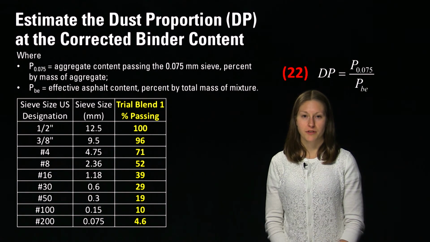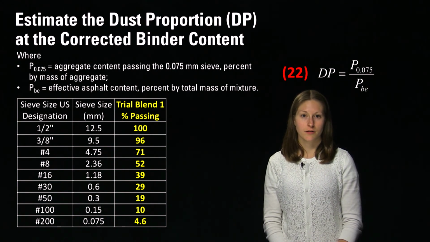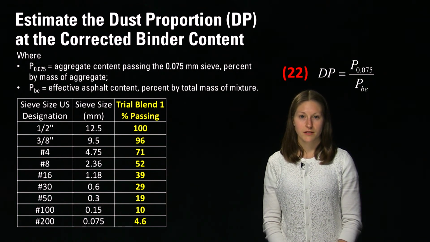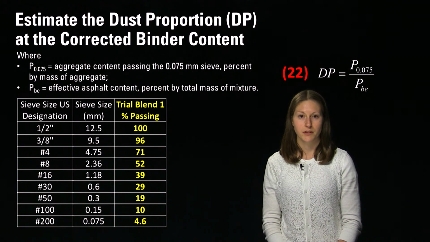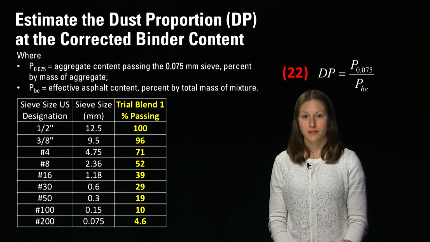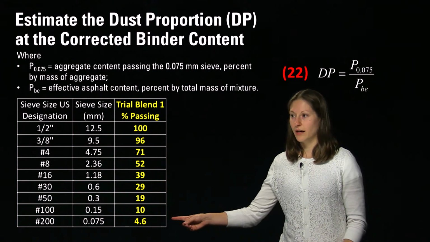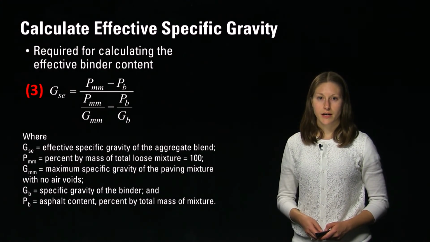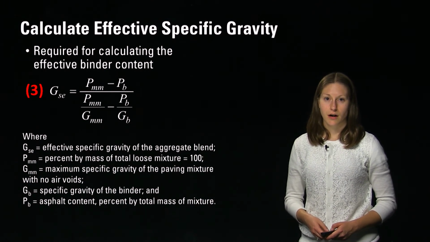Our last asphalt mixture property to calculate is our dust proportion, and we do this at our corrected asphalt content. The dust proportion, abbreviated DP, is calculated using equation 22 shown on this slide. Equation 22 requires P sub 0.075, which is our aggregate content that passes the number 200, or 0.075 millimeter sieve, and our effective binder content expressed as a mass percentage of our total mixture. We use our gradation data to determine our P 0.075. Our gradation is shown in this table for trial blend 1, and we see that our percent passing the number 200 sieve is 4.6%.